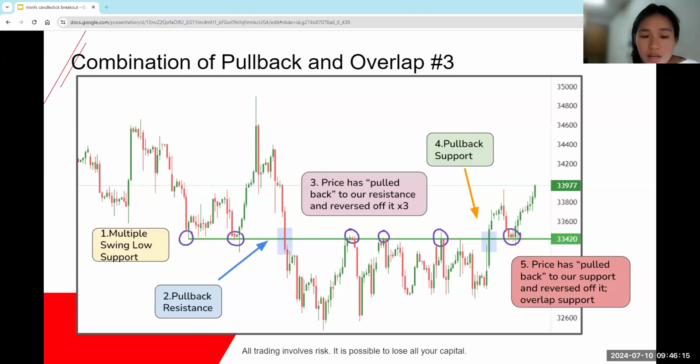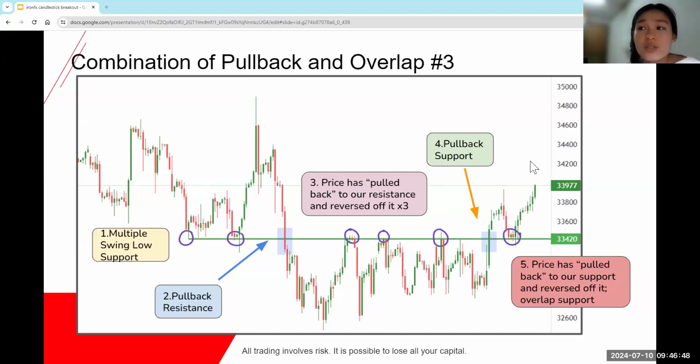Okay, and our last example here, there are multiple swing lows that are in line with that 33420 support level. Once price breaks this level, it then becomes a pullback resistance. And we can see price has tested this level 3 times over here, making it a strong overlap resistance level. Once price actually breaks out of it at point number 4, we can see it becoming a pullback support. And then once it bounces off again, it becomes an overlap support.